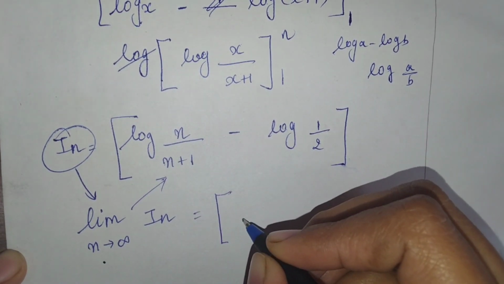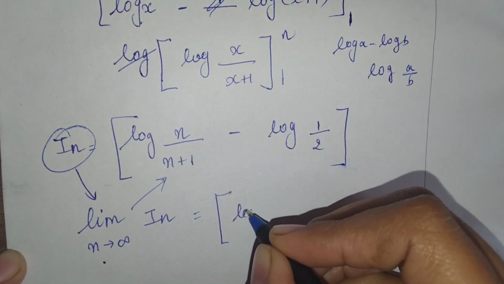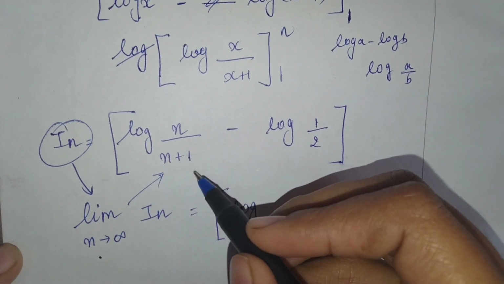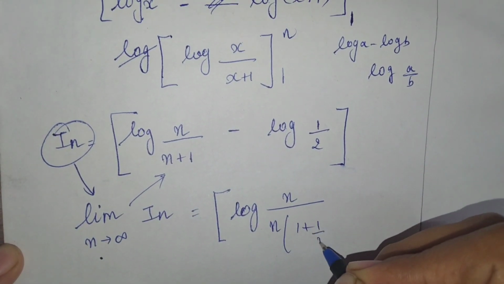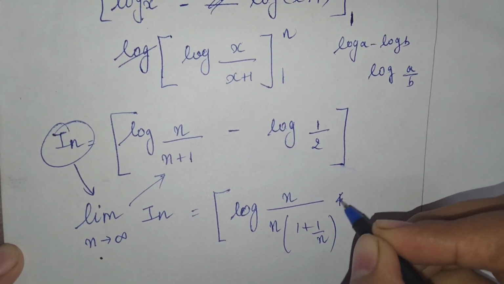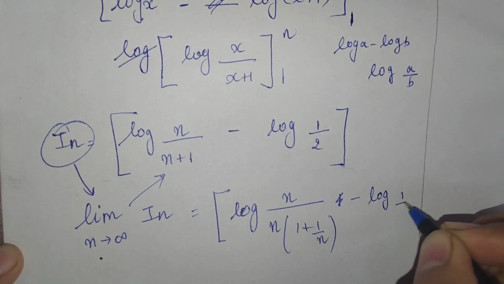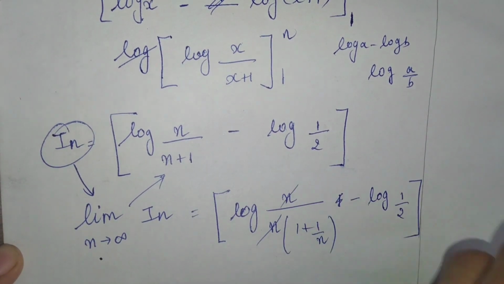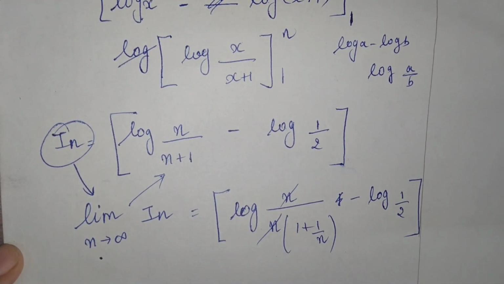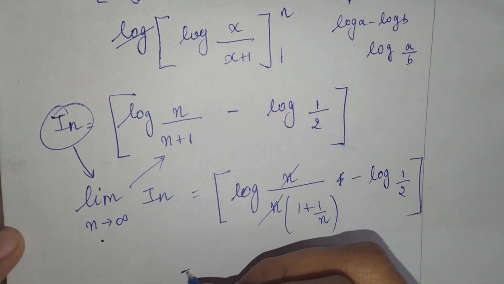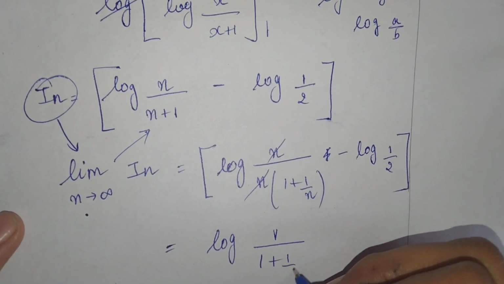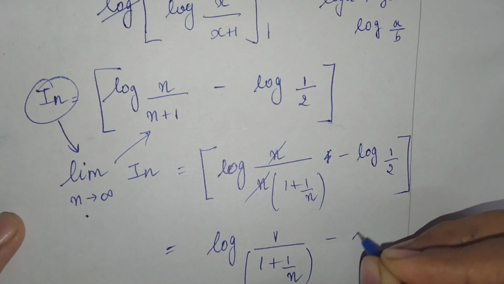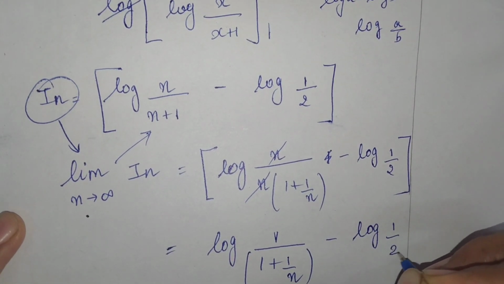if we put the limit here, but before putting the limit, if I take n common from the denominator part, then I can write like this, 1 plus 1 by n minus log 1 by 2. This n and this n will get cancelled. So we will get log 1 by 1 plus 1 by n minus log 1 by 2.